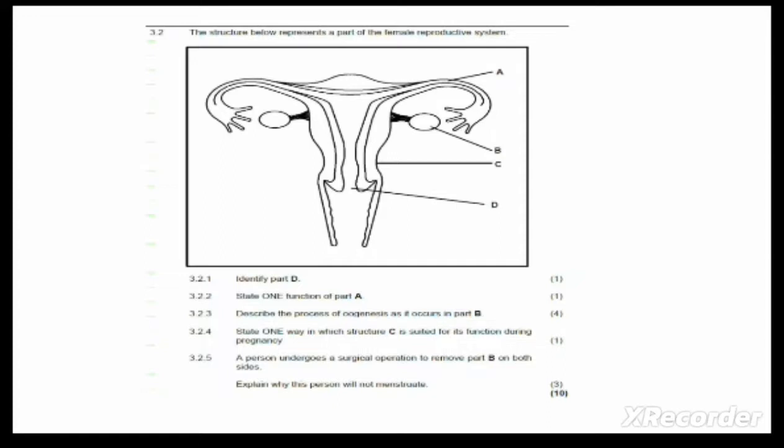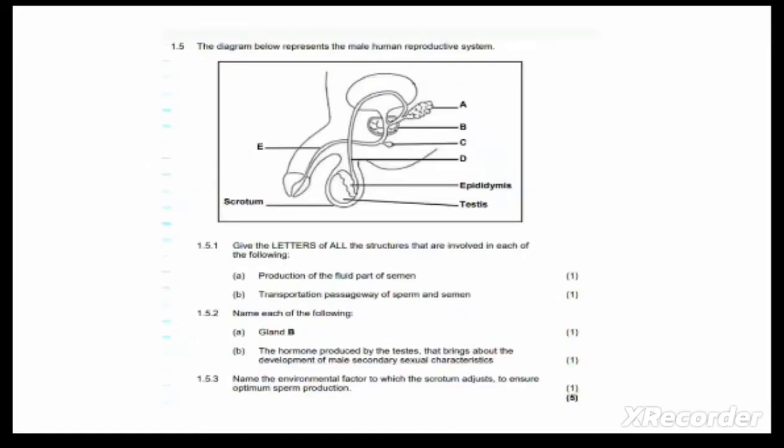So let's look at the next set of questions. It says the diagram below represents the male reproductive system. Give the letter of all the structures that are involved in each of the following. The production of the fluid part of the semen. We have A, B, and C, right? Those letters are involved in the production of the fluid part of the semen.